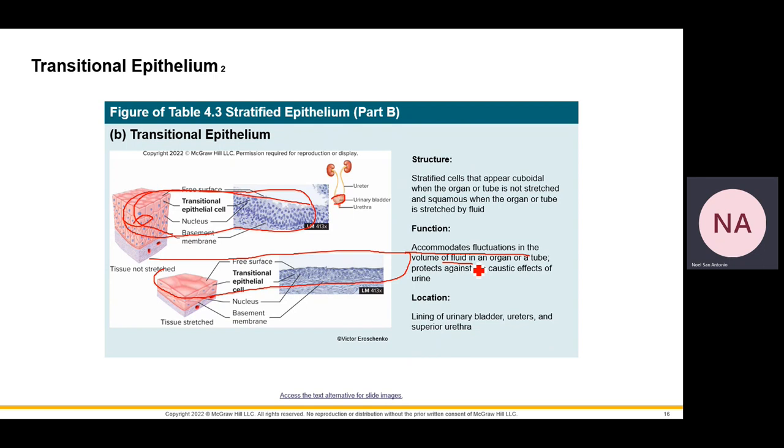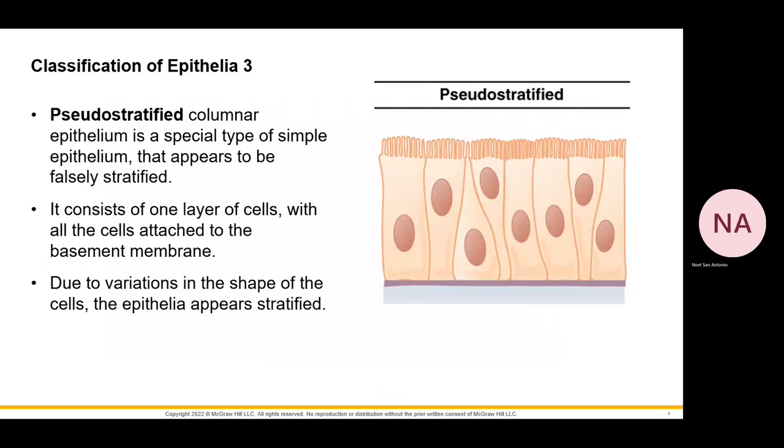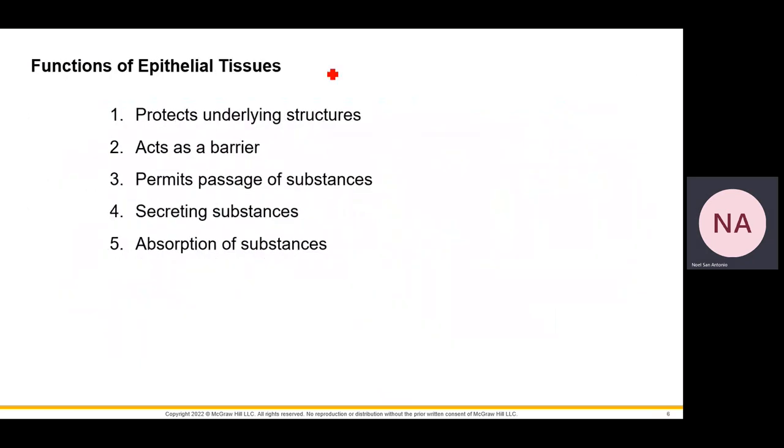Diba? So, yun ang function. Transitional. The key word there is change. It changes from one shape to another depending to when the cell is stretched or when the organ is stretched or when the organ is relaxed. Okay? So, we have just finished epithelial tissue. And as a summary, the functions of epithelial tissues, again, number one is to protect underlying structures, acts as a barrier, permits passage of substances and secreting of substances and absorption of substances. Okay?